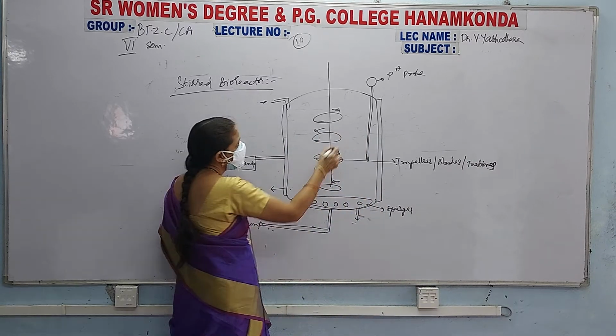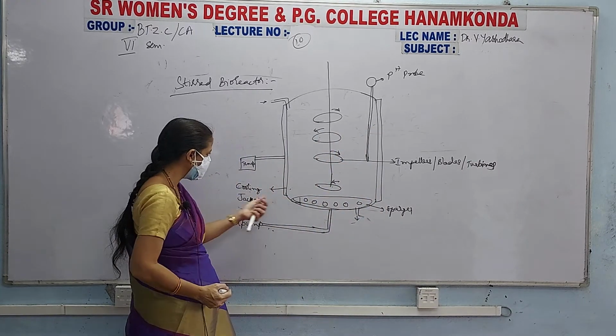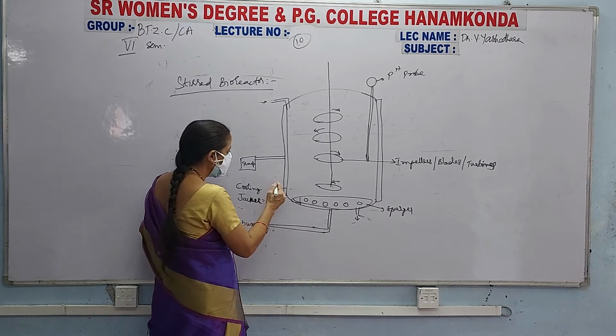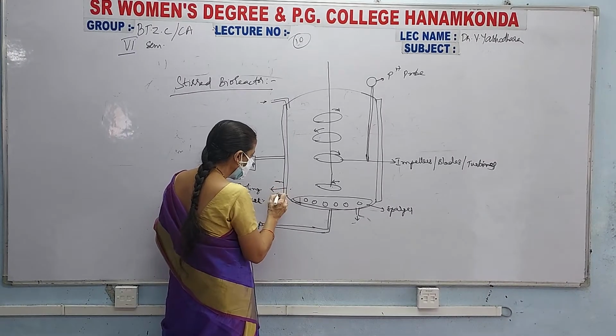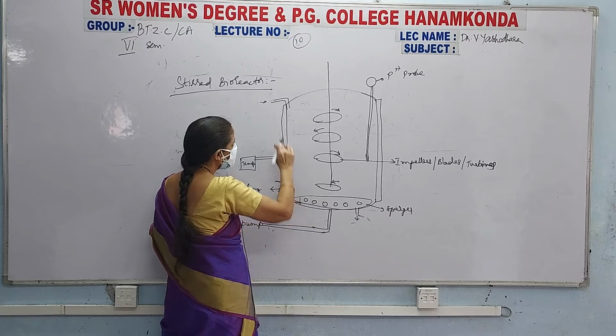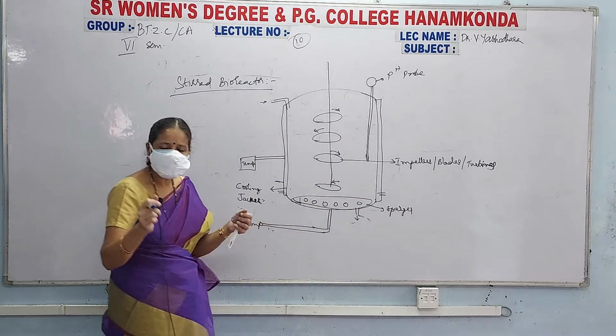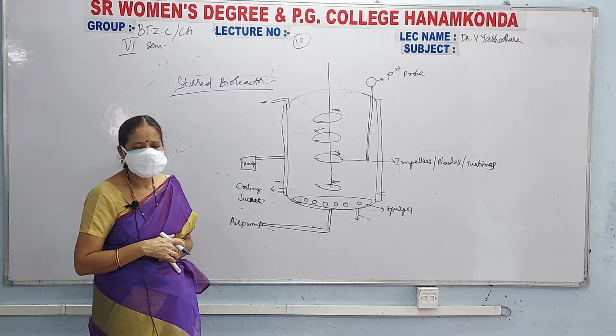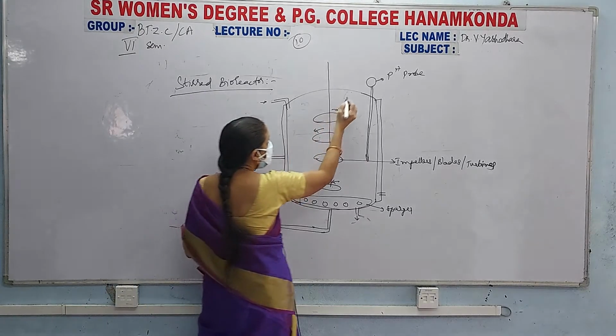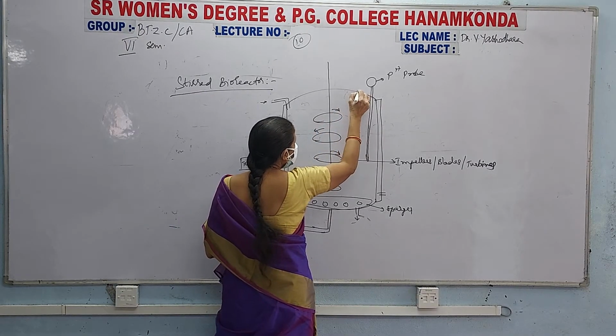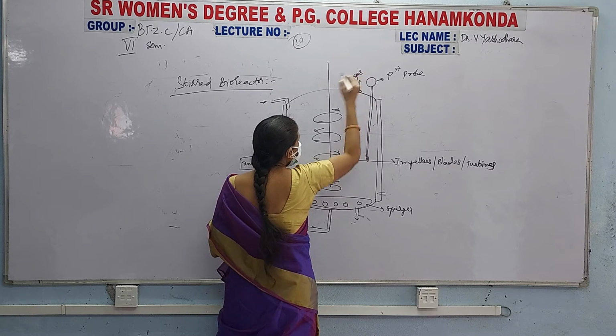Next, this is your pH probe, this is your temperature regulator, this is your cooling jacket. This cooling jacket has water movement here and here also, so that you can pour cool water, connecting cool water. Now here a small hole will be there through which gas will be released.